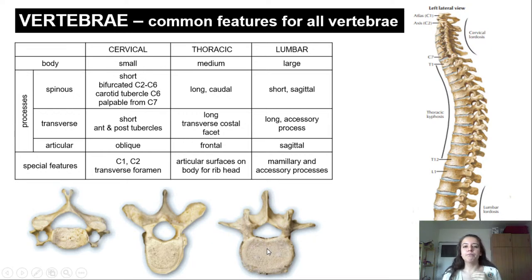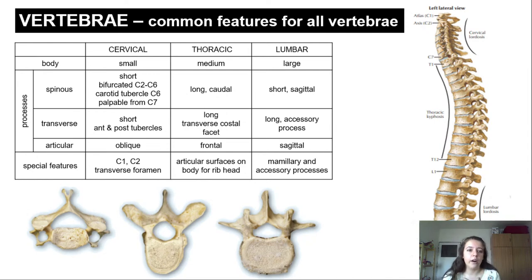So, the common features. What does every vertebra have? We're going to have the body, which goes from the smallest to the biggest. From the higher segment, the cervical, it goes from small, to medium, to large. You can see it pretty well. Also, something that I didn't mention, there are 7 cervical vertebrae, 12 thoracic vertebrae, and 5 lumbar vertebrae. So here we saw the bodies, now we go to the processes. The processes are something that you have to comment on for every vertebra. They all have the 3 processes.